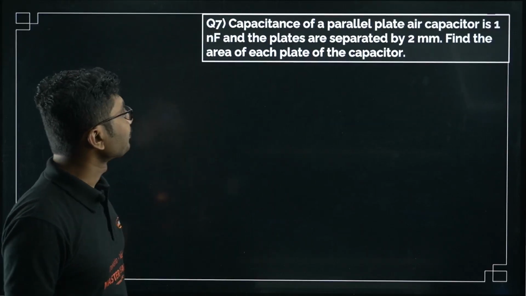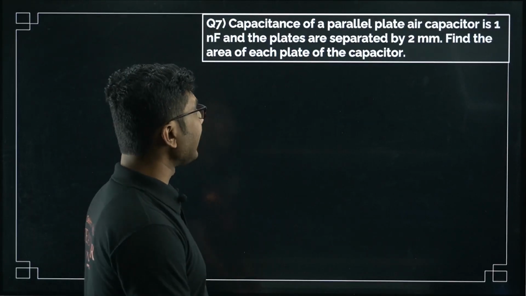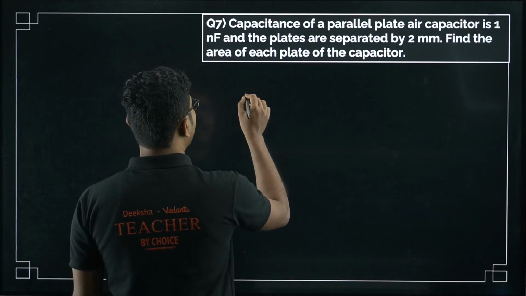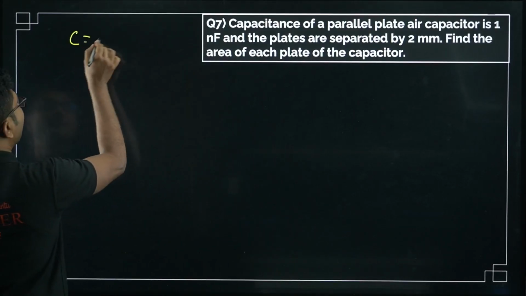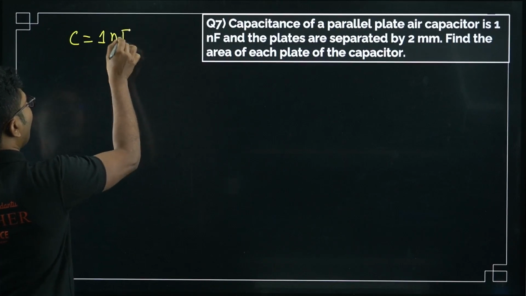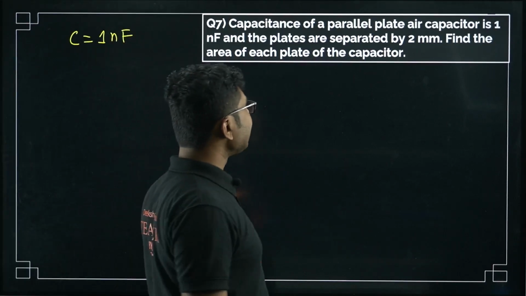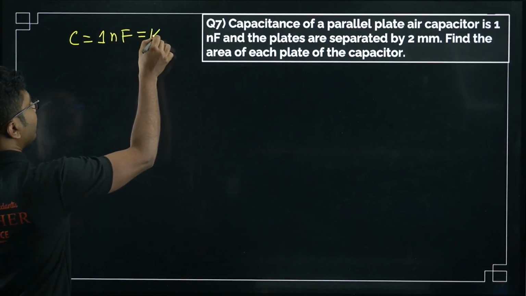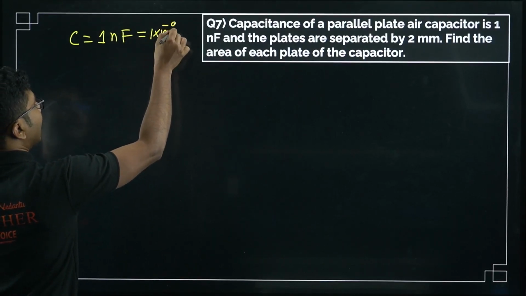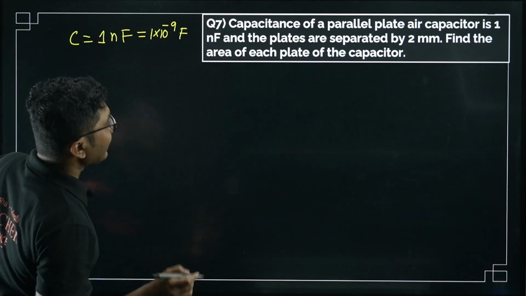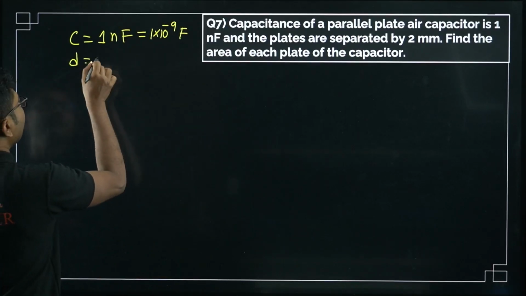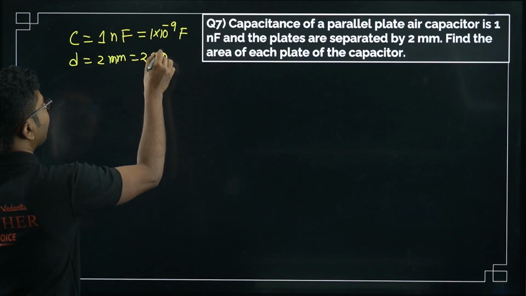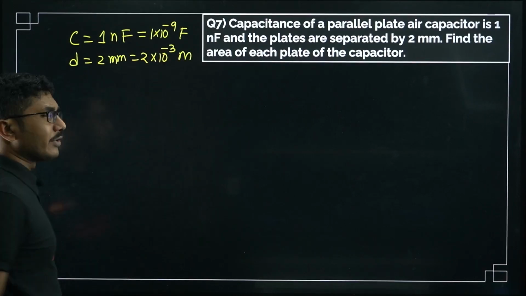Next question. Capacitance of a parallel plate air capacitor is 1 nanofarad. So parallel plate capacitor, the capacitance is given by 1 nanofarad. Okay, and the plates are separated by 2 millimeter. So nanofarad means 1 into 10 to the power of minus 9 farad. Okay, plates are separated by 2 millimeter. Millimeter means what? Millimeter means 2 into 10 to the power of minus 3 meter. Don't forget to convert the units.